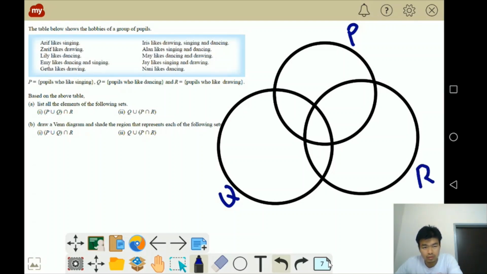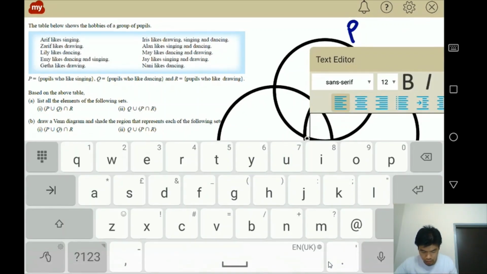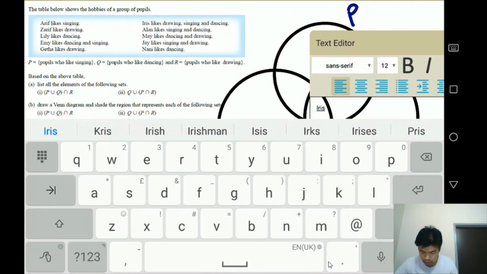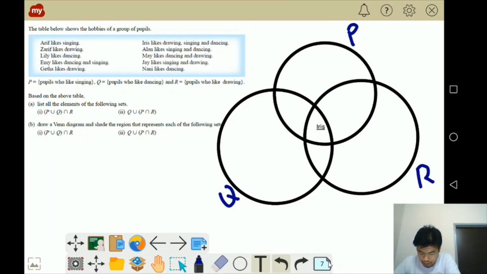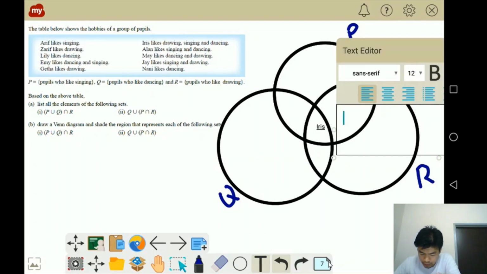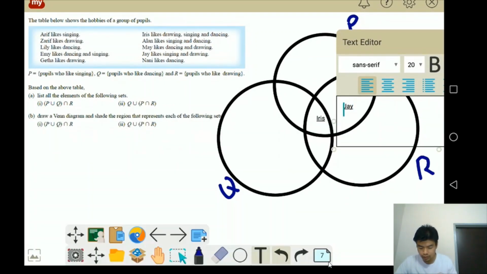Now I want to fill in the names into the Venn diagram. Remember, always fill in from inside to outside. Iris. What is the name of the pupil who likes all the 3 hobbies? Iris only, right? Now I want to check P and R. P is singing and R is drawing. What is the name of the people who like singing and drawing? Singing and drawing is J, J-A-Y. Only one person like that.